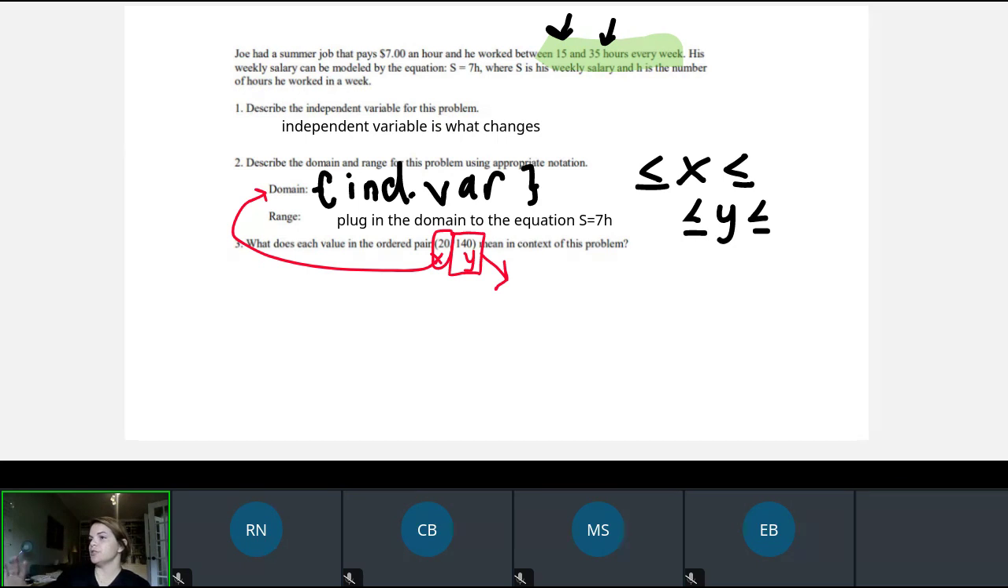If you need to take a picture of this, I mean, you'll have the recording also, but if you need to take a picture, please do so. I'm going to try to get through 6 and 7 really quick.